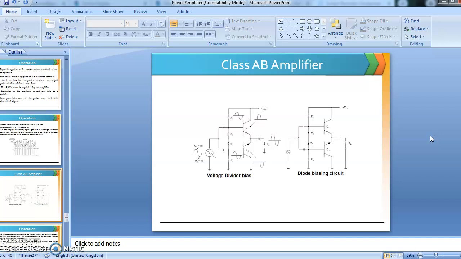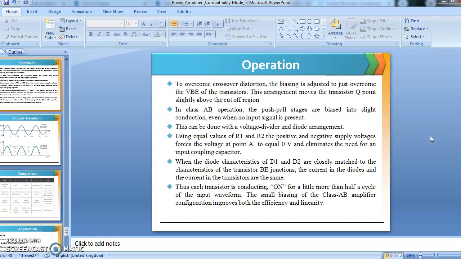When you apply the input, it suddenly goes into the active region, so the transistor is always near the active region. When you apply the input waveform, the transistor goes into the active region suddenly. For that reason, the diode is connected at the base terminal. So this is the operation of the class AB amplifier. The main purpose of the class AB amplifier is to overcome the crossover distortions.